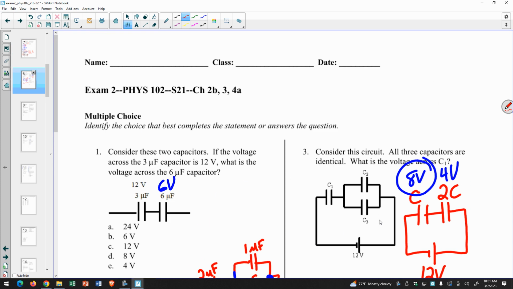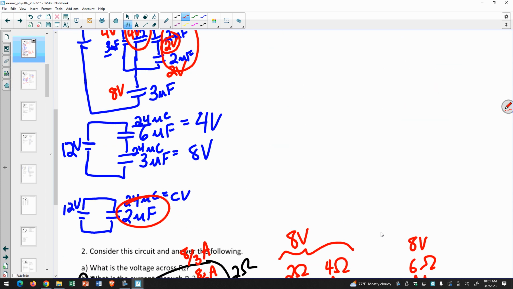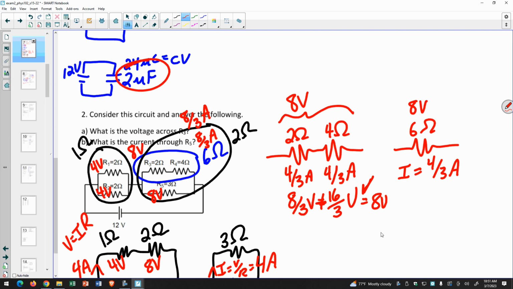Wait, where did it turn into 4 over 3 for the amps? Yeah, that's tricky, isn't it? So in this little section, this is the hardest part of circuits, is finding the voltage across 2 resistors or capacitors, especially when they're not even. I can't just say, oh, this is 8 and 4 or 6 and 3 or whatever.